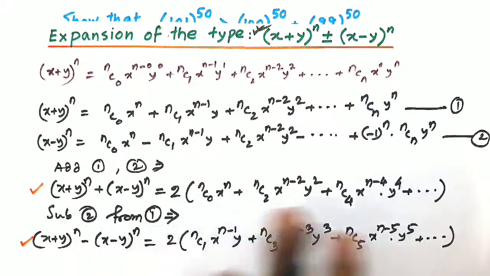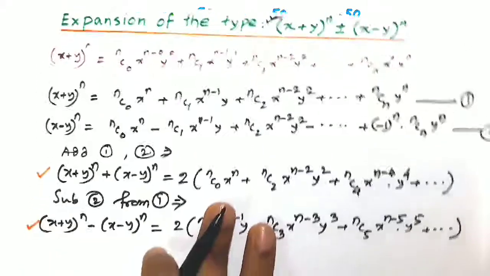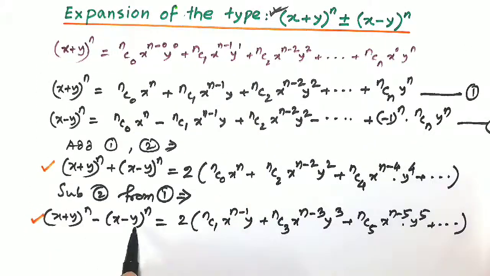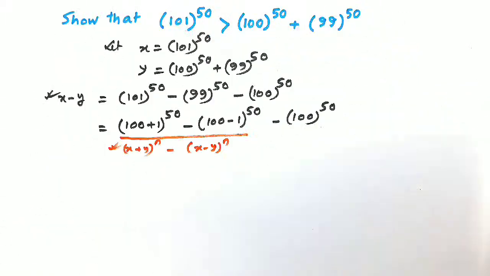(x plus y) whole to the power n minus (x minus y) whole to the power n is twice of nC1 x to the power n minus 1 into y, plus nC3 x to the power n minus 3 into y to the power 3, plus so on. Okay. So friends, we now apply this expansion.